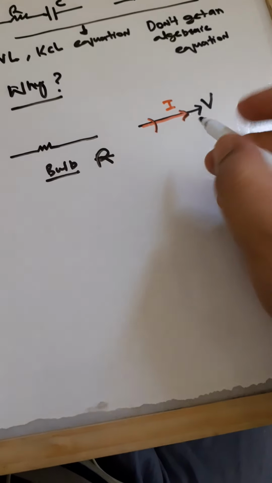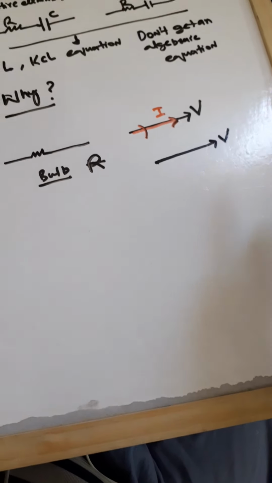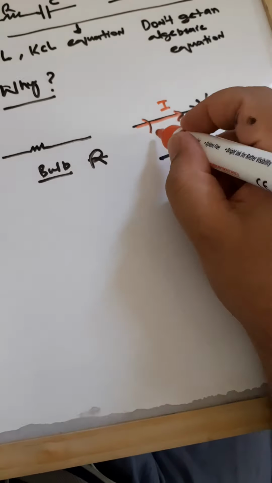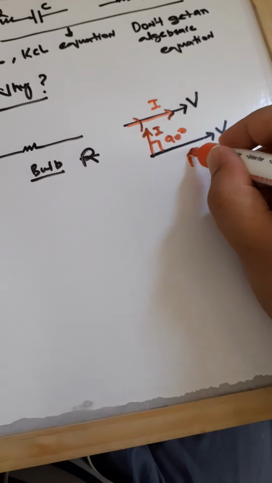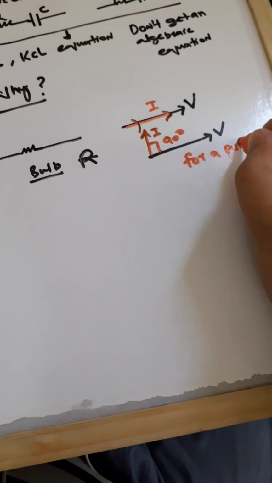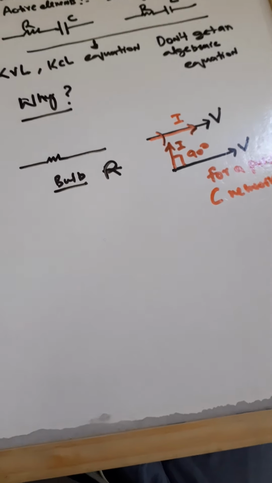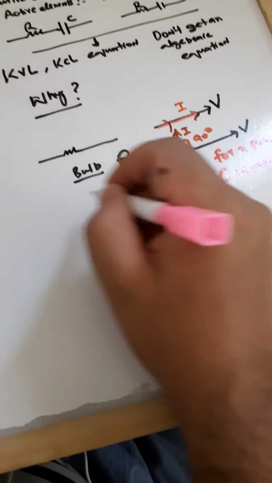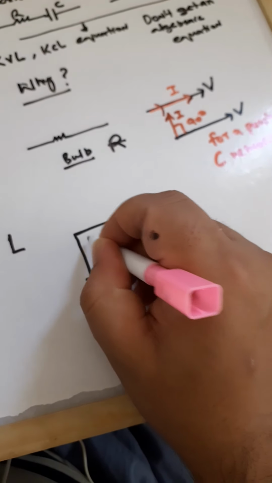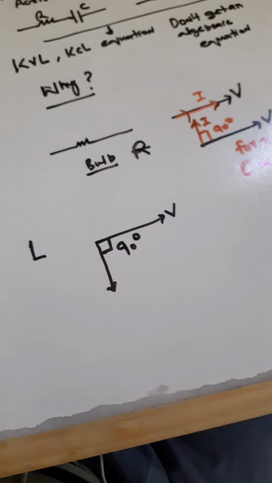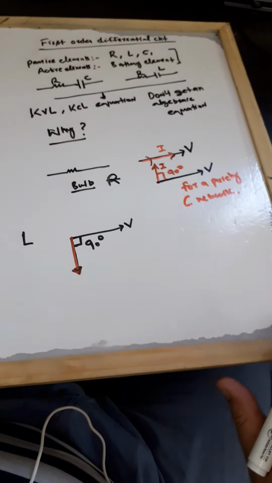But in case of an R and C network, for example, this is your voltage. For a purely capacitive network, your current is leading the voltage by 90 degrees. Okay. Similarly, if you have your inductance and this is my voltage, your current is lagging it by 90 degrees. In red we are showing current is lagging it by 90 degrees.